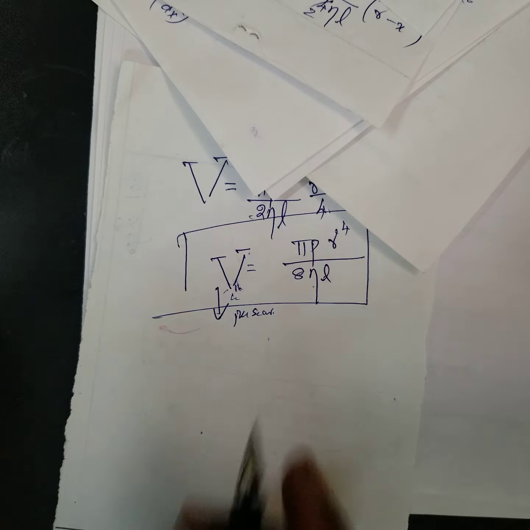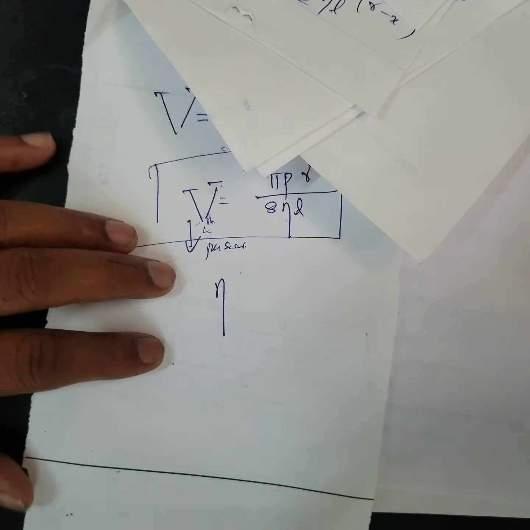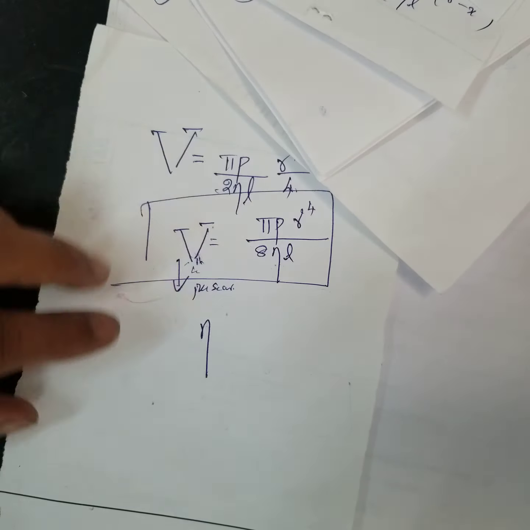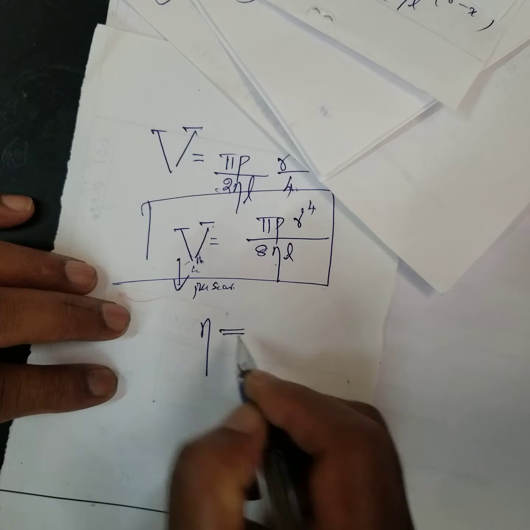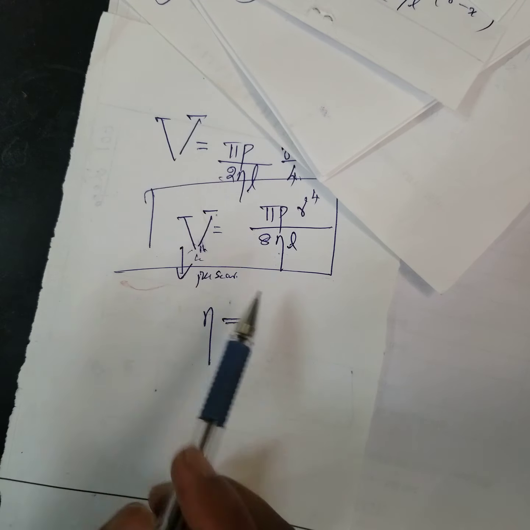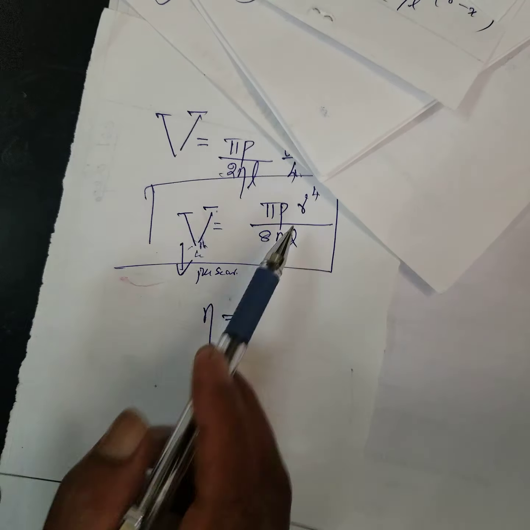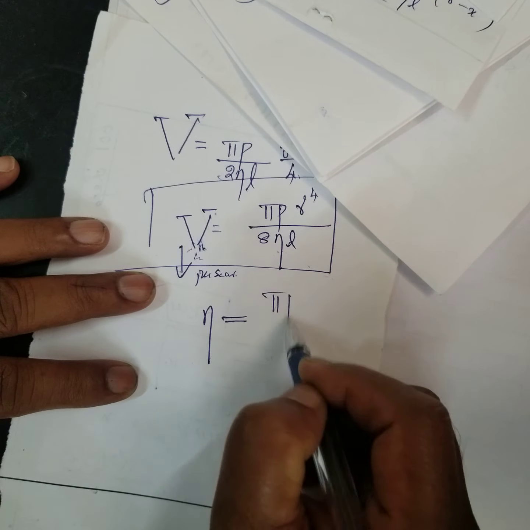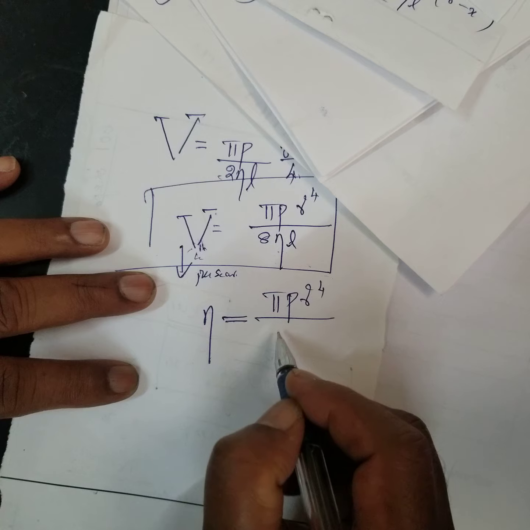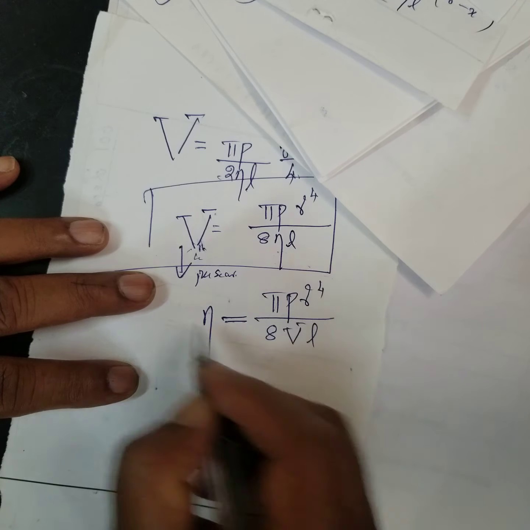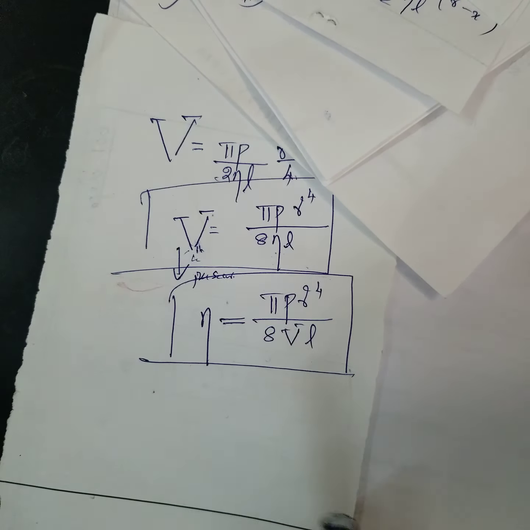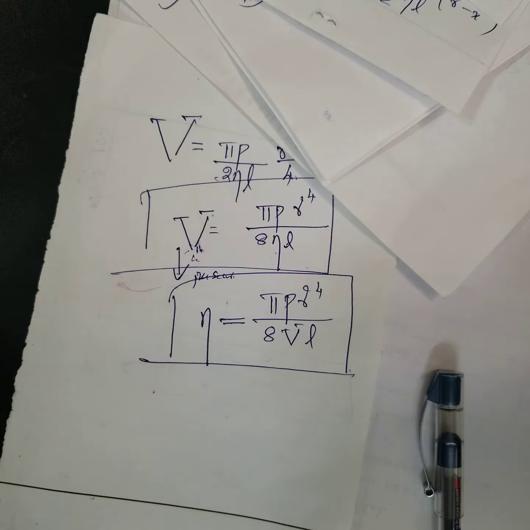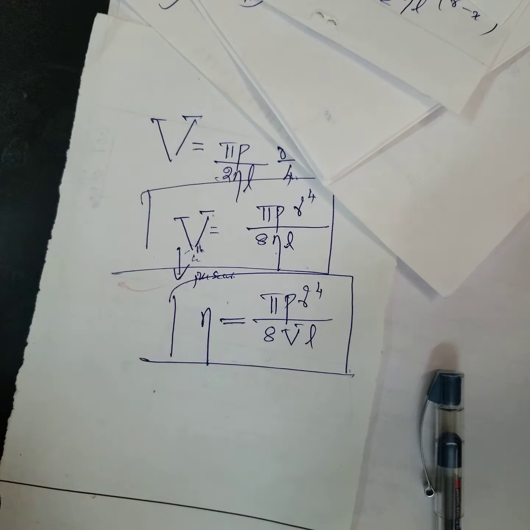You understood now? Sometimes some textbooks obtain an expression for the coefficient of viscosity using Poiseuille's formula, or derive Poiseuille's formula and express it in terms of the coefficient of viscosity. You can write it as eta equal to pi p r to the power of 4 by 8 v l. They must derive this expression also, where v is the volume of the liquid flowing per second through the whole tube. That is important. Got it?